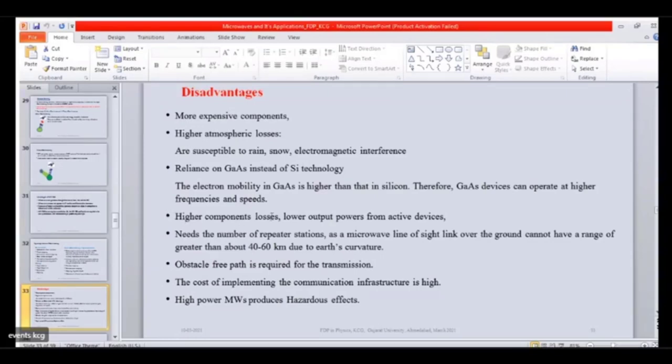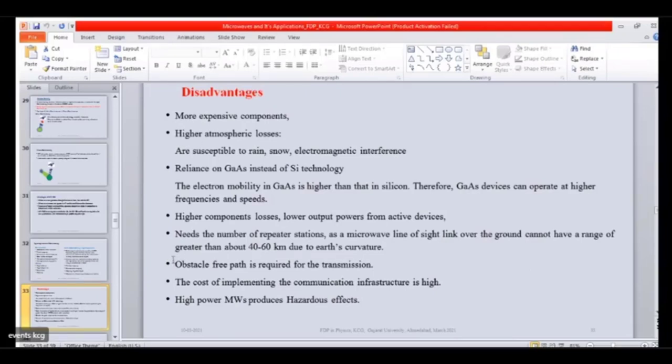And higher component losses take place, right, and the lower output powers from active devices, right. That means efficiency of the microwave generators is comparatively lower than the low frequency generators. And it needs a number of repeater stations, as a microwave line of sight link over the ground cannot have a range greater than about 40 to 60 kilometers due to the Earth's curvature. Okay, this point we have already discussed, that if you want to have long distance terrestrial communication, then we should have more number of repeater stations. So this increases the cost for establishing the repeater stations.